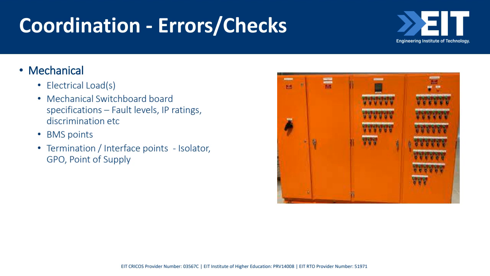So the common areas or things to check when we're talking about mechanical. The biggest one is your electrical loads. So we need to ask mechanical at the beginning what their loads might be, and then we need to check what those loads are at the end. Often there is a discrepancy between those two because it's very difficult for mechanical to estimate early on what their loads could be. So that's number one.